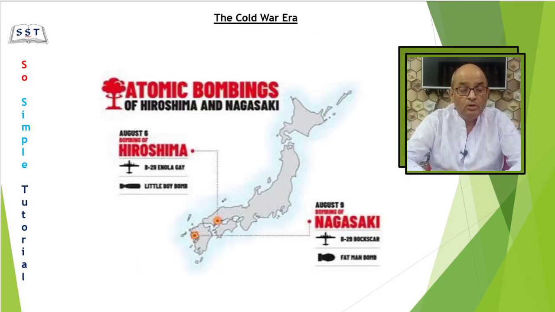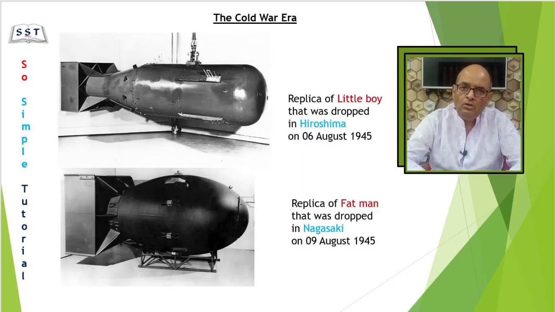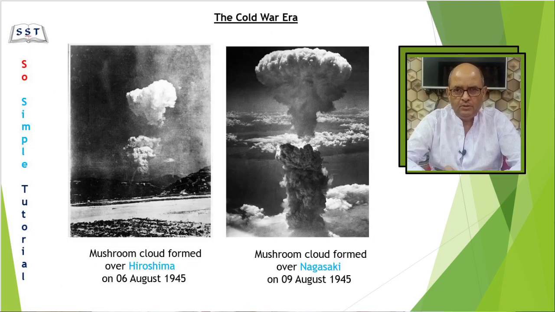On the map, you can locate both Hiroshima and Nagasaki in Japan. They are located in the southernmost part of the island of Japan. You can also see the model of atom bomb that was dropped on Hiroshima on the 6th of August 1945. It was codenamed Little Boy. The other one is the replica of the Fat Man that was dropped over Nagasaki on 9th of August 1945.